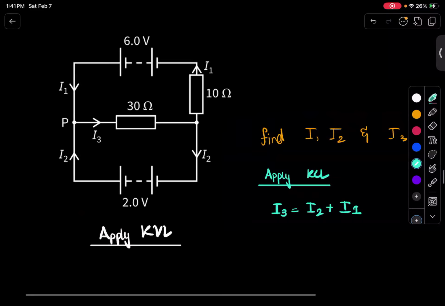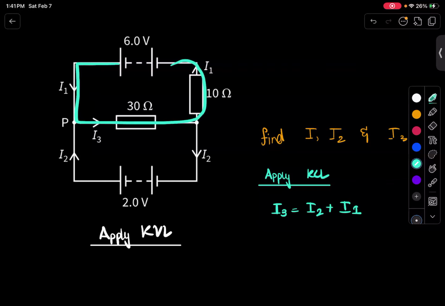How? Now check it out. Can I choose this loop and apply KVL to that, right? I'm picking loops. It's okay to pick random loops. I can choose this as a loop, this as a loop, this as a loop. I can also choose whatever loop you want. So for example, let's say I choose this loop, this one.